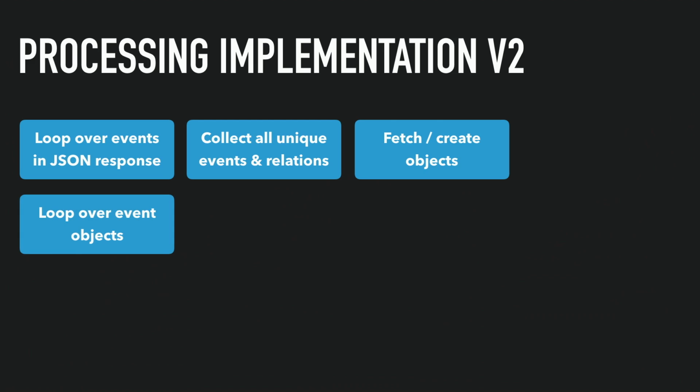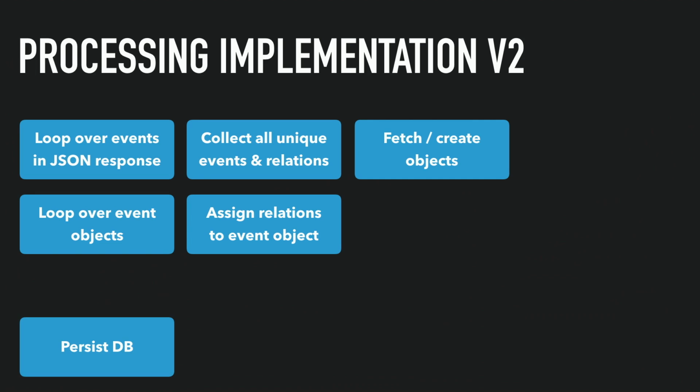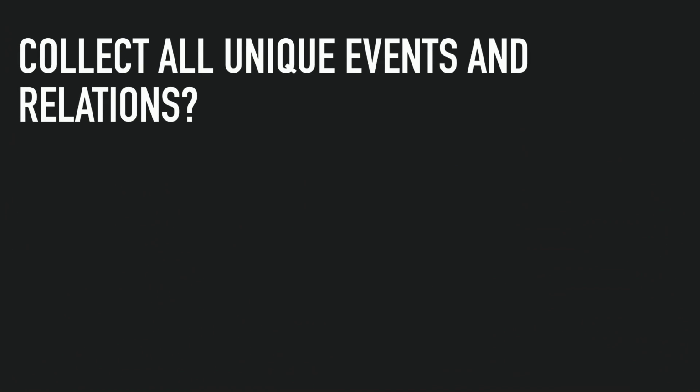Then, of course, I had to loop over the event objects again, which was a slight loss in my opinion, but kind of had to. And then just say, like, okay, so I just fetched this location with this ID, attach it to this event that I just created or fetched. Which is, as you can imagine, a lot less wasteful because you're only touching each relationship once instead of many, many times. And then, of course, in the end, you persist the database and you're done. So what do I mean by collecting all these unique events and relations?